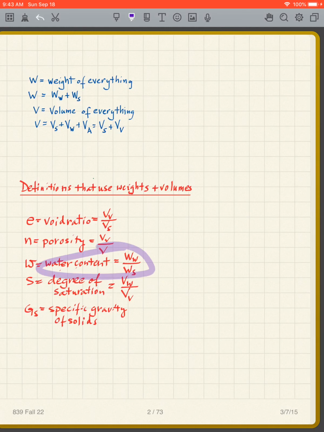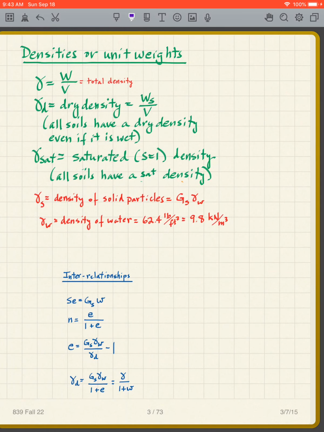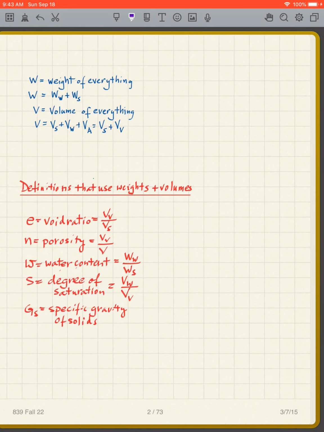Water content by definition is weight of the water over weight of the solids. Degree of saturation is volume of water over volume of the voids. And like I said, specific gravity of the solids. And what is that? That is the ratio of the density of a solid particle compared to the density of water.